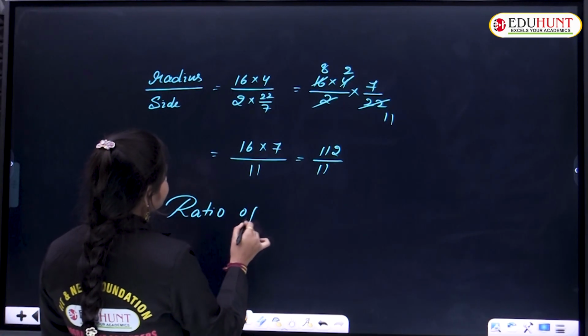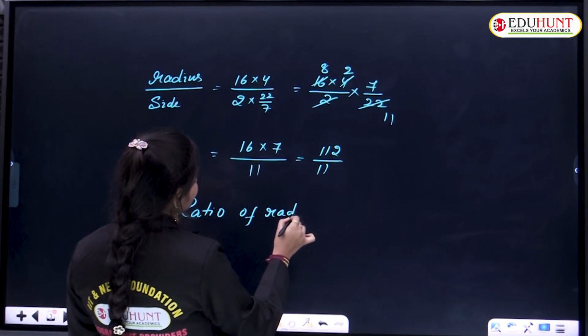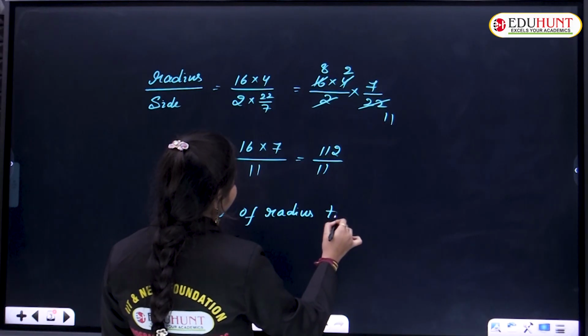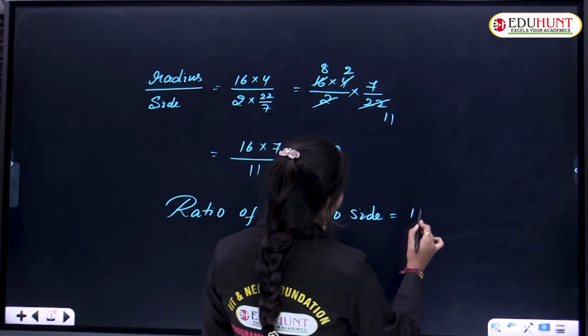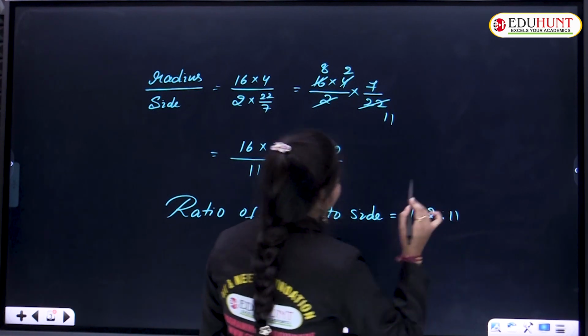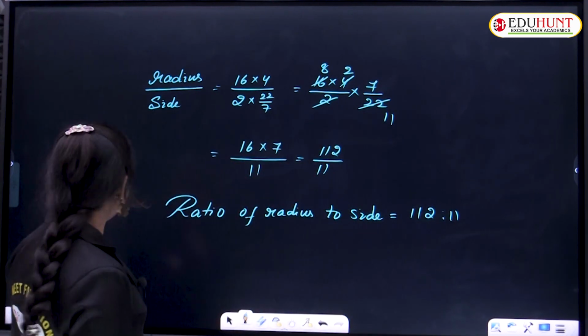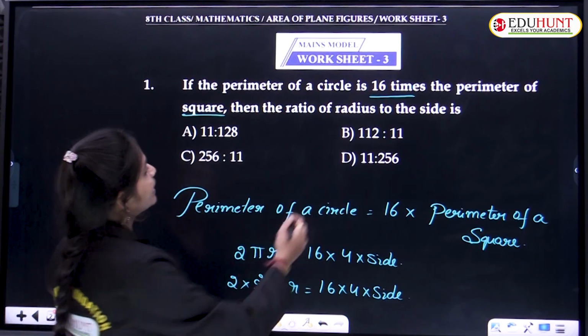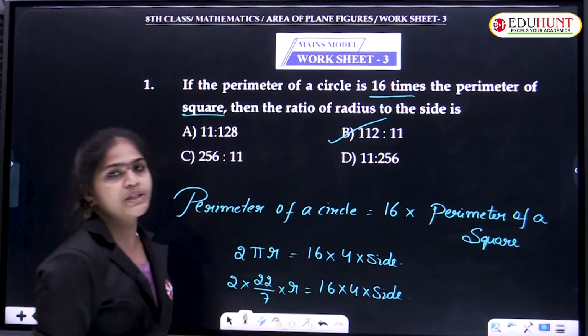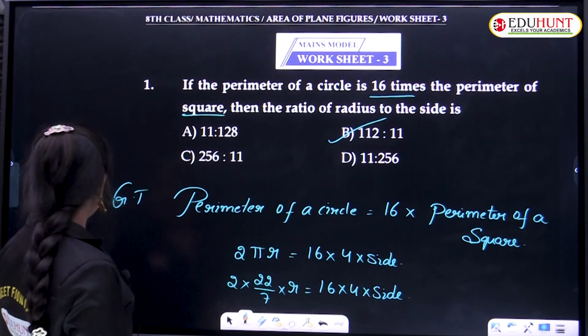The ratio of radius to side is equal to 112 is to 11. Which option is correct? Here 112 is to 11, so option B is correct.